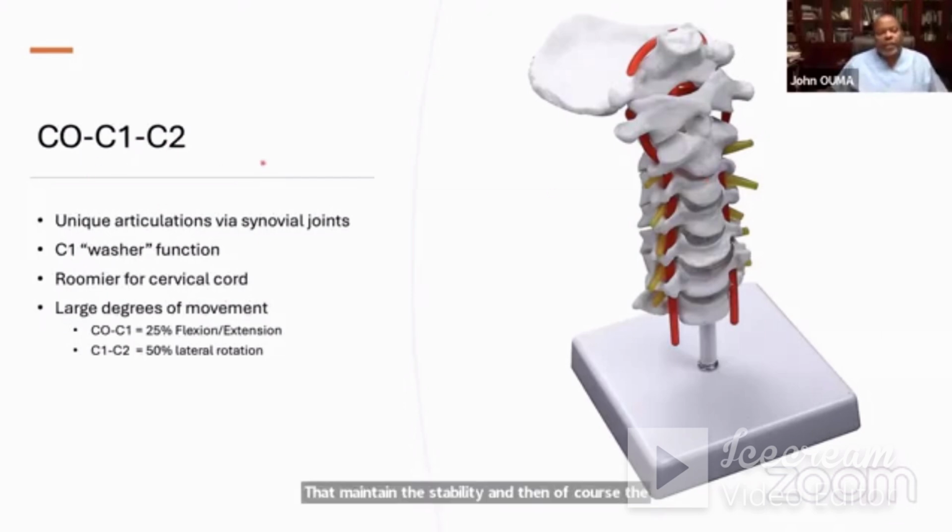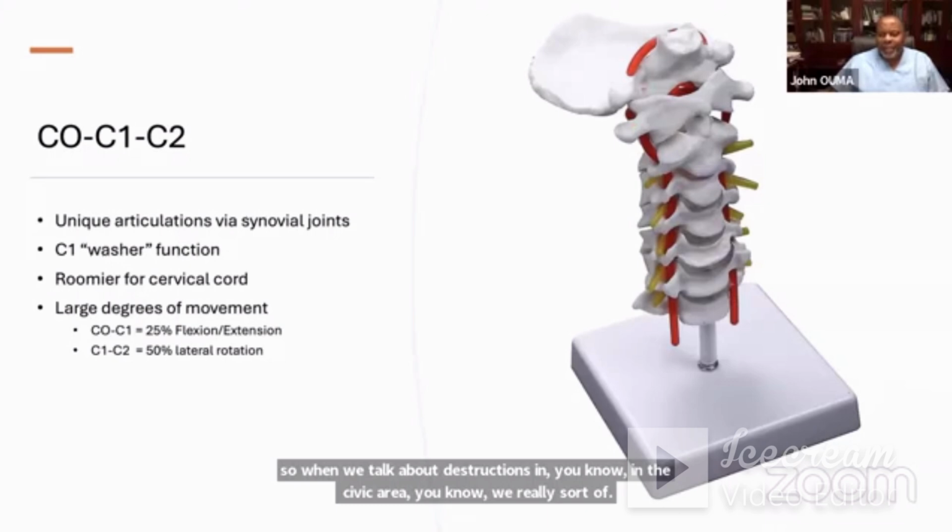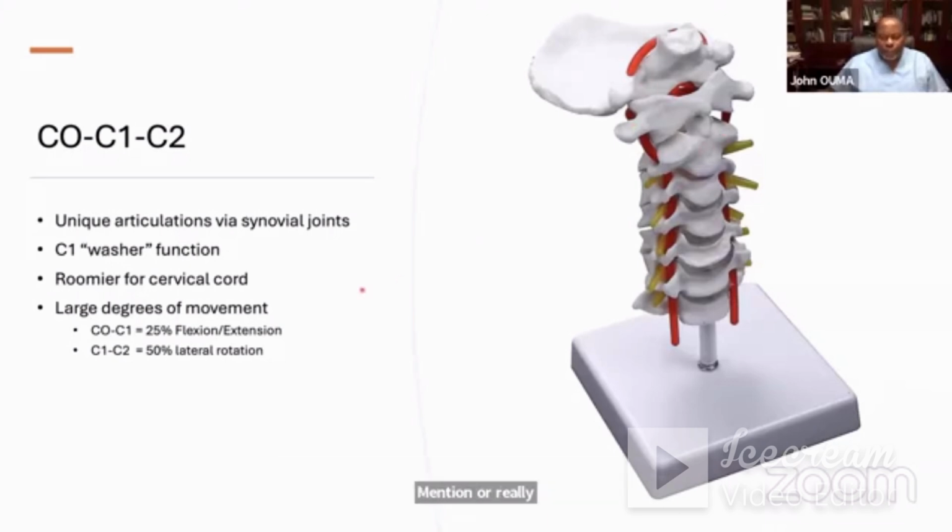We know that the C0, C1, C2 area, apart from those unique joints that join them, also has this washer sort of function of C1, which serves almost as a washer between the occiput and C2. It's a very unique situation. There's a lot of room for the spinal cord in that area. And so when we talk about destructions in the cervical area, we rarely discuss issues around that area, for reasons that I will go into just now.